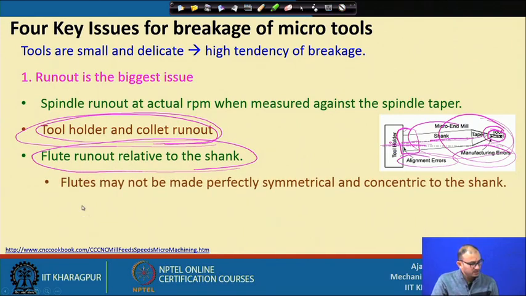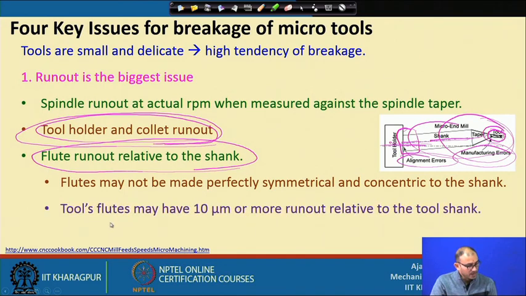Right. So, what is happening here is that the tool may not be made perfectly symmetrical and concentric with the shaft. Right now, if you see here, this tool is not concentric with the shank diameter. The tool's flutes may have 10 microns or more of runout relative to the tool shank. That depends on which type of manufacturing process you are using, and depending on that you will get different tool runout, that means the runout with respect to the flute and the shank.